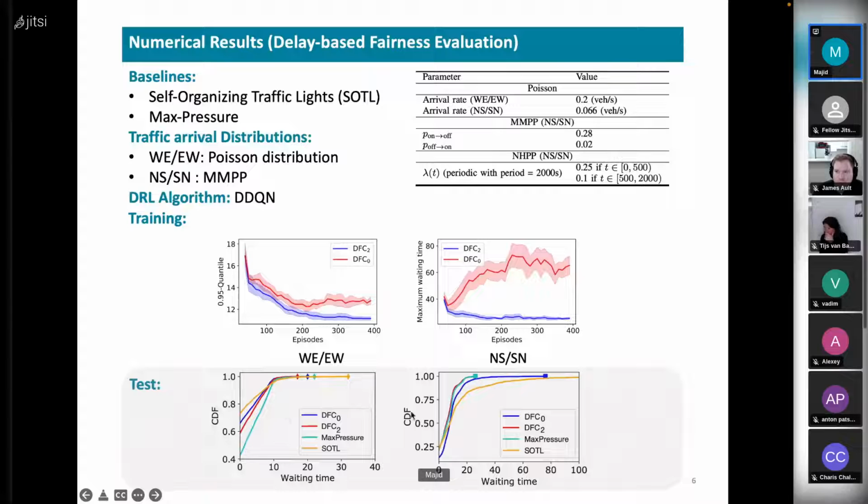So as you can see, for both directions, our algorithm has been able to produce waiting times in such a way that, compared to other algorithms, it reduces the tail of the distribution, and so the vehicles experience fewer long waiting times.